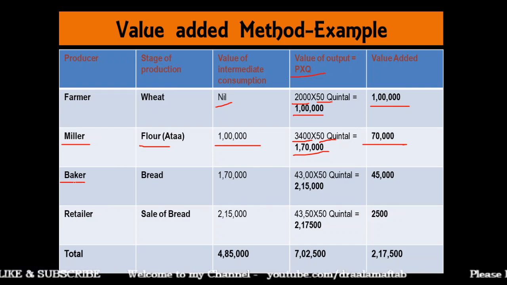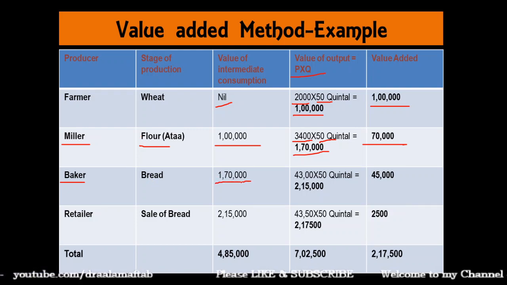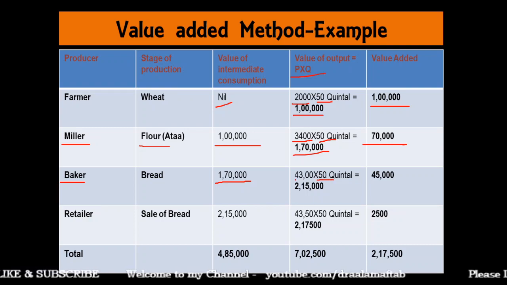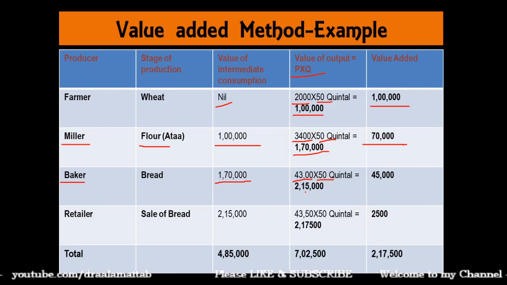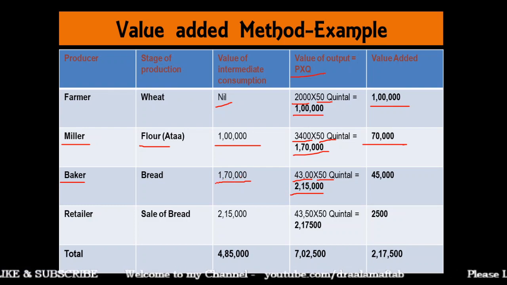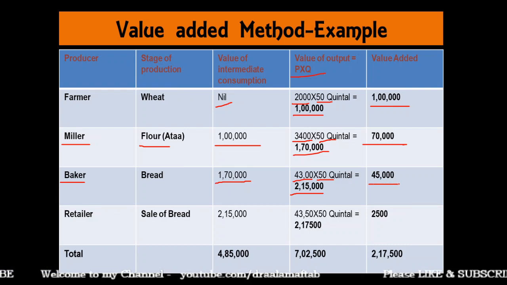Third producing unit is baker. Baker is converting flour into bread. So he bought flour from the miller worth 1,70,000 and is producing bread. Quantity is 50 quintal again, and the rate is 4,300. So if you multiply this, you will get 2,15,000. So value of output is 2,15,000 minus value of intermediate consumption, value addition is 45,000 rupees.